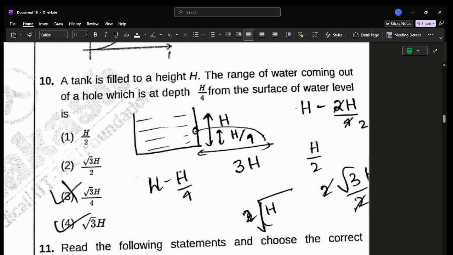10th question. Most of the times in the answer key, they just tell it as fact. Anyway, moving on.